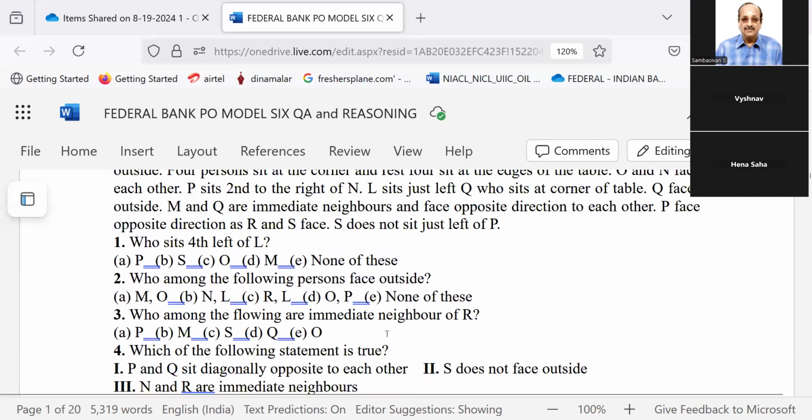Have you drawn the diagram? Yes, sir. Now answer the questions.